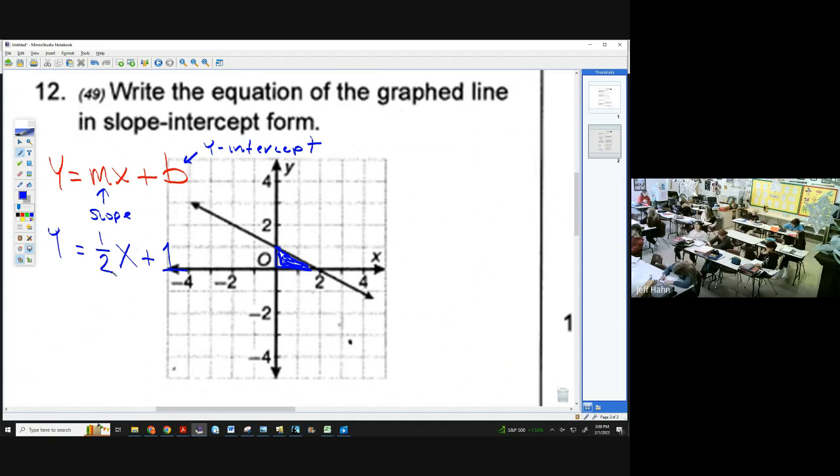2, and my answer is not right because of why, Ben? Why is my answer not right? Sophia, why is it wrong? It's negative. Because it's going downhill, you need to get the positives and negatives right. It's a negative 1/2 slope because if you go from left to right, downhill, it's a negative slope.